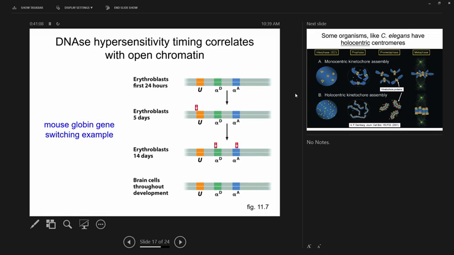So this is an example of not only in a specific cell type, so all three of these genes are only ever expressed in red blood cells. However, these are expressed at different times during development there.